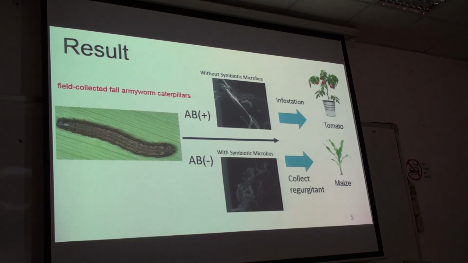In this paper, scientists collect the fall armyworm from the field, then do the AB minus and AB plus treatment on the caterpillar. Then they do the infestation on tomato and maize. Also, the scientists collect the regurgitant from the caterpillar, then treat the plants, tomato and maize, at the wounding.